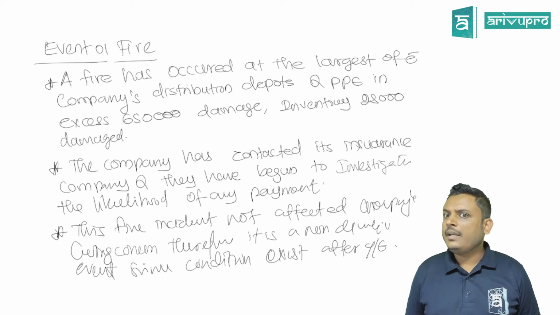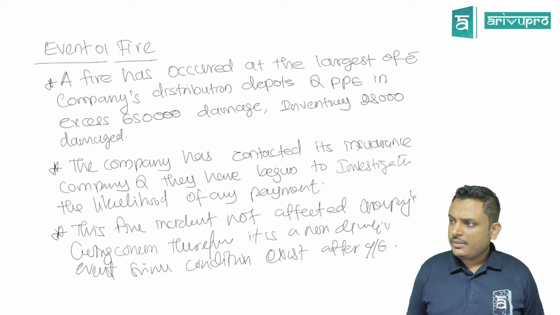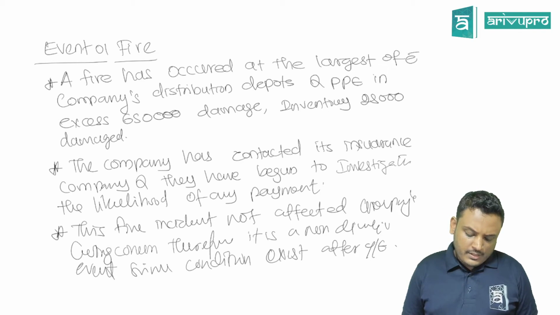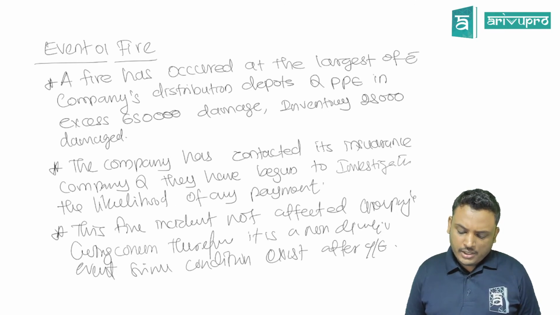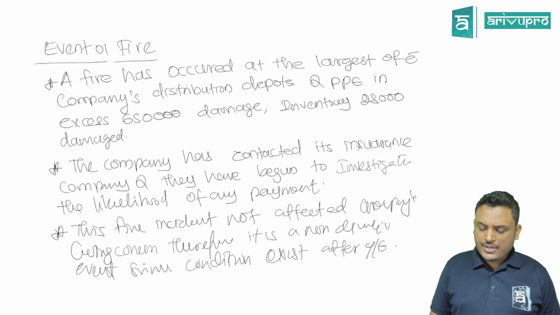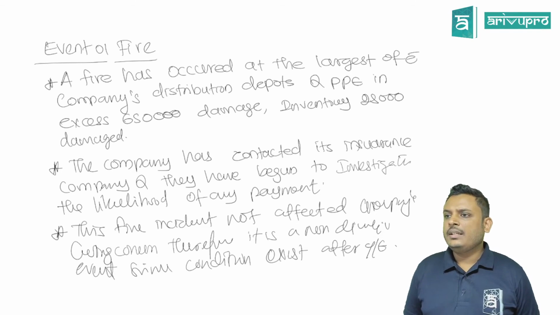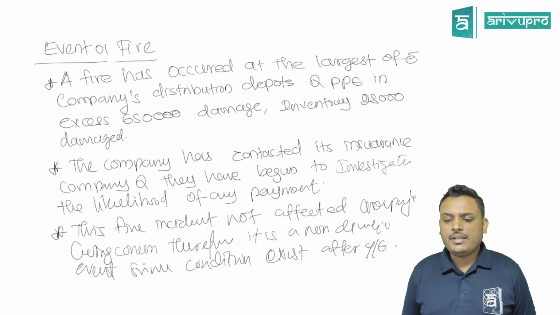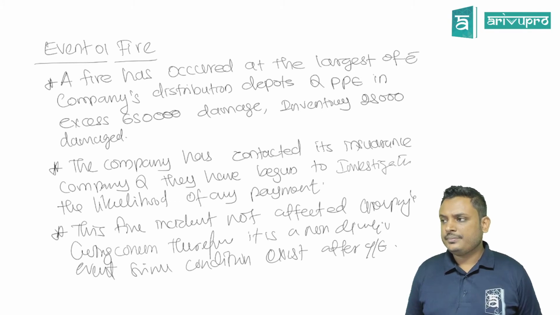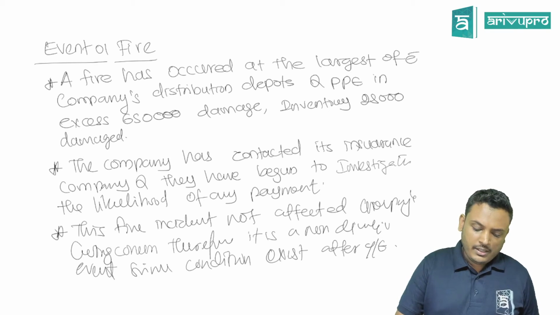Okay, clear? Since the condition exists after the year end. Read it to me. This fire incident does not affect the company's going concern. Therefore, it is a non-adjusting event since the condition exists after the year end. Clear? Continue.